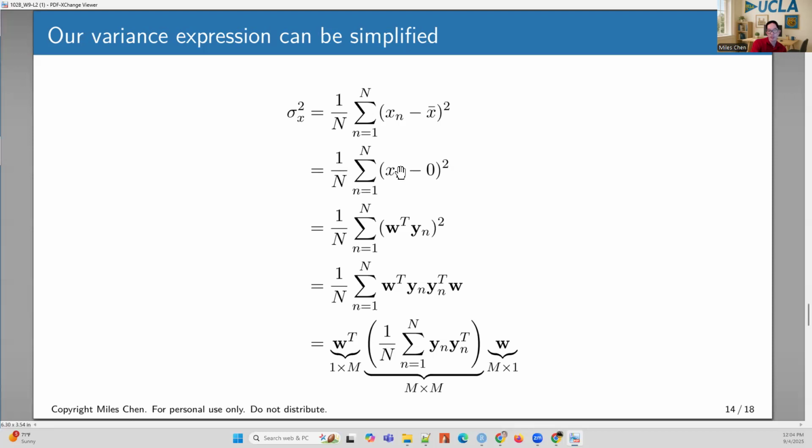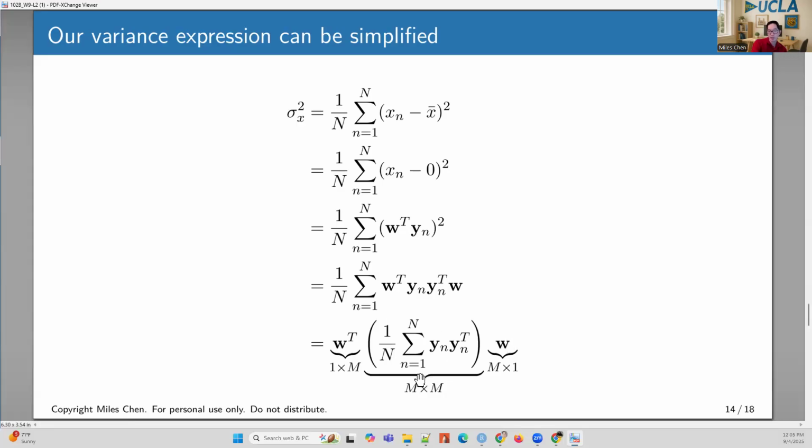Now it's basically the sum of all of my x's. I'm going to replace x with w transpose y, and square this. When I do this, I can expand it out to w transpose y, y transpose w. We have this for each observation, y sub n, and we add this up across all of them. Because w is the same for all of our observations, I can pull it out. So I have w transpose times the sum of y, y transpose, times w.